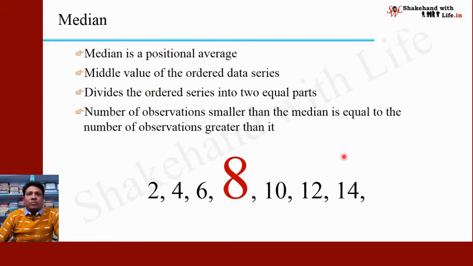So here you see the data series. It is in ascending order. The data series is 2, 4, 6, 8, 10, 12 and 14 and 8 is the middle number of this data series and this is the median of this data series and it divides the data series into two equal parts. 2, 4, 6 are less than 8, 10, 12, 14 are greater than 8. So this is the median value of the data series.